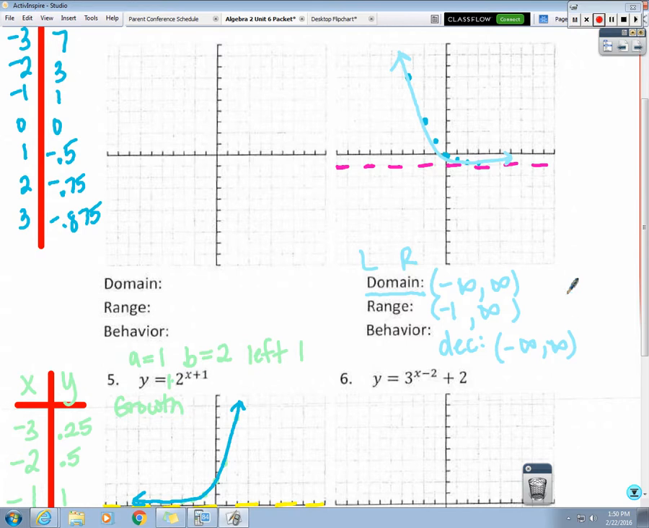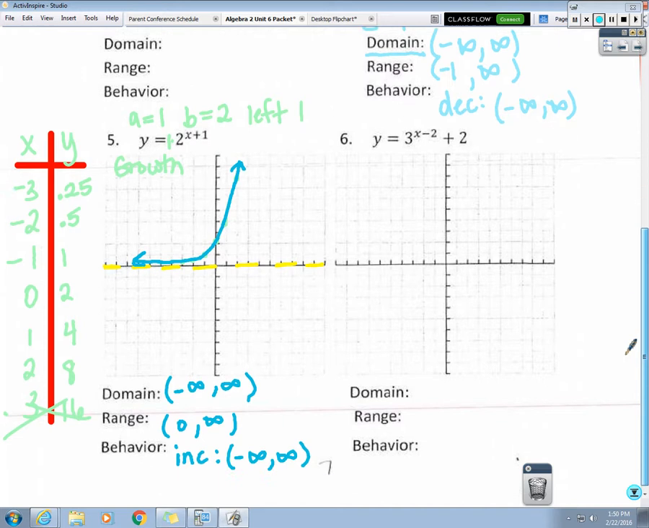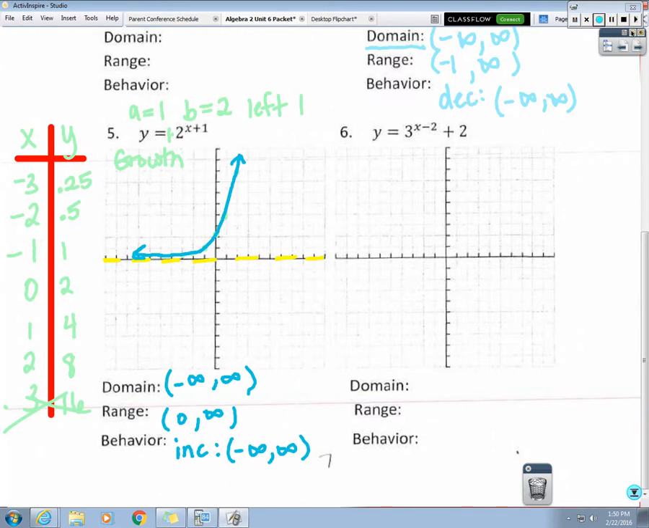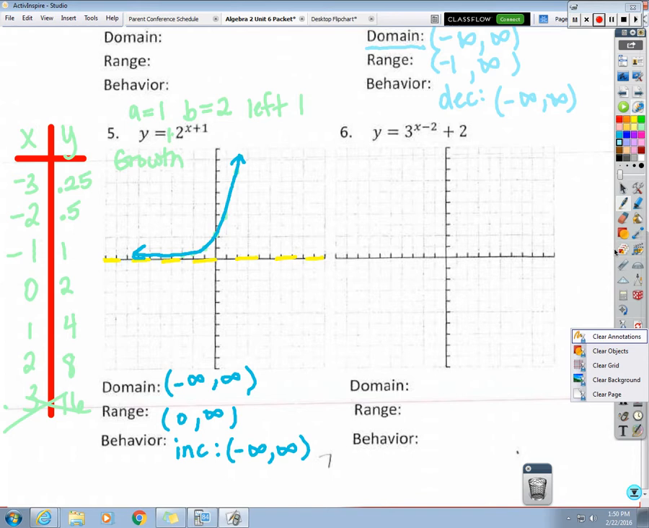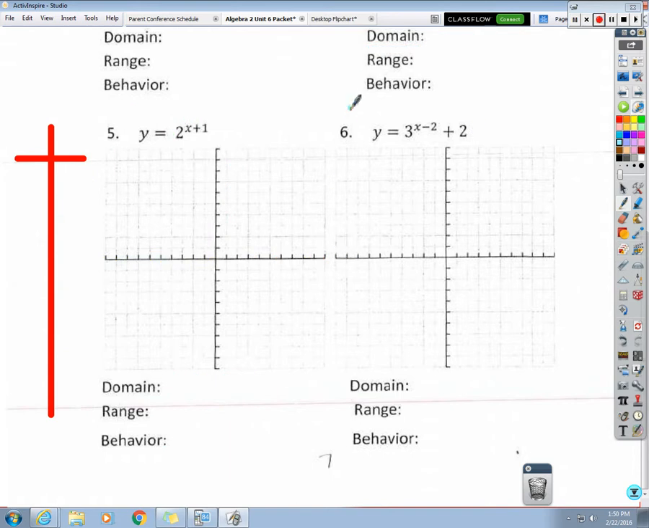Okay, now let's look at number 6. What's the a value? So it's a 1. Remember, this is always the b because it's raised to the x. So what kind of shifts are we going to have? Right 2 and up 2. So I can go ahead and find my first point without even doing the table. If the a is 1 and I start at 1 but then I go right 2, up 2, I know I'm going to have a point right there.